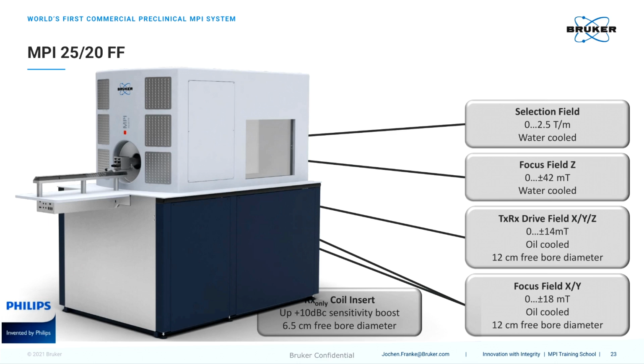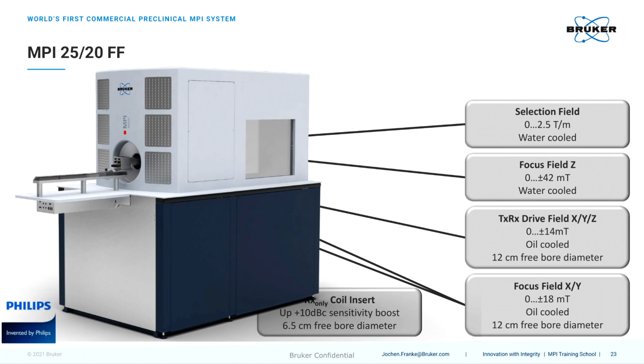What we have is an electromagnet for the selection field, which can be adjusted from 0 Tesla per meter to 2.5 Tesla per meter. Then we have the 3-axis tri-field coil in the center, which we don't see in this representation. It is tuned for 25 kilohertz in our case. It can be adjusted from 0 to 14 millitesla peak to peak, and it allows for a 12 centimeter object to be hosted in this system.